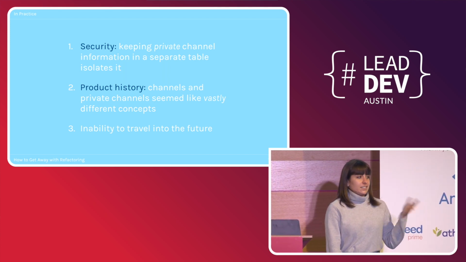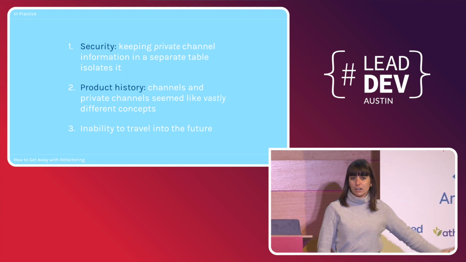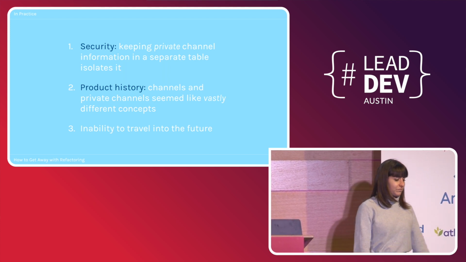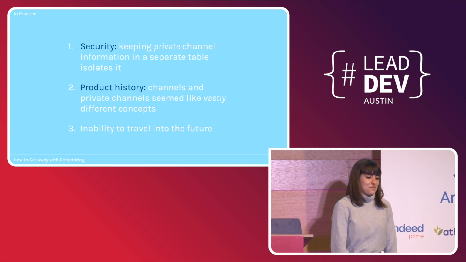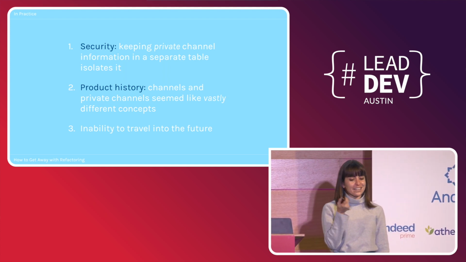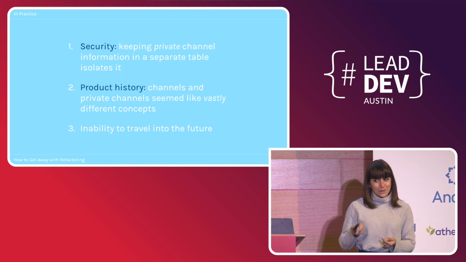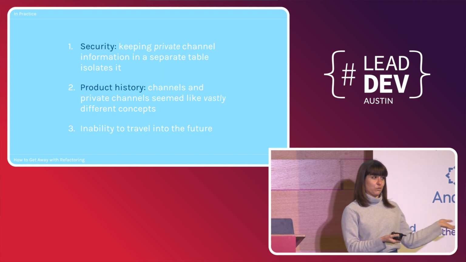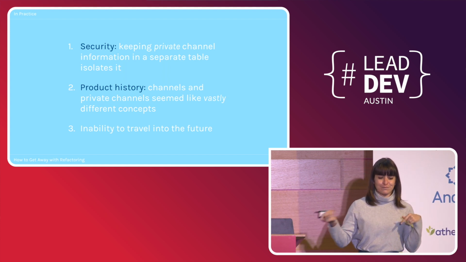We also had this context of product history. Channels and private channels at the time seemed like really vastly different concepts, and so that's why they seemed to go very well into two different tables. I also put this reason of the inability to travel into the future, because hindsight is 20/20, and we think we have some insight into where we're headed from a product standpoint, an engineering standpoint, whatever, but we can't anticipate absolutely everything. Decisions around storing channel and channel membership information date back to before the product was even launched, and we couldn't predict the scale at which we'd be operating 5 years later.